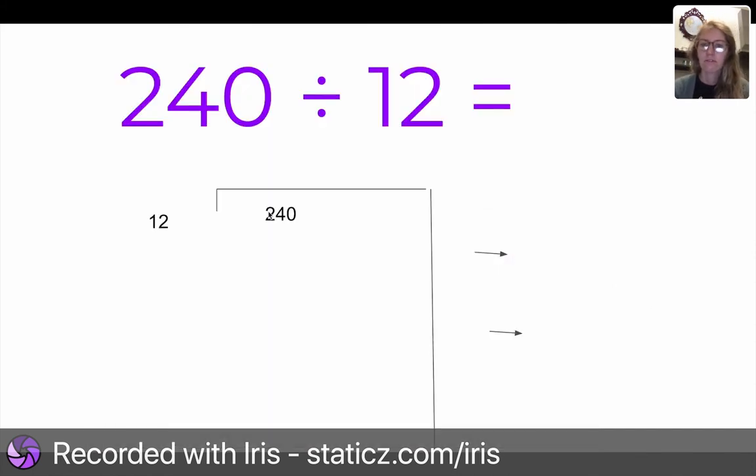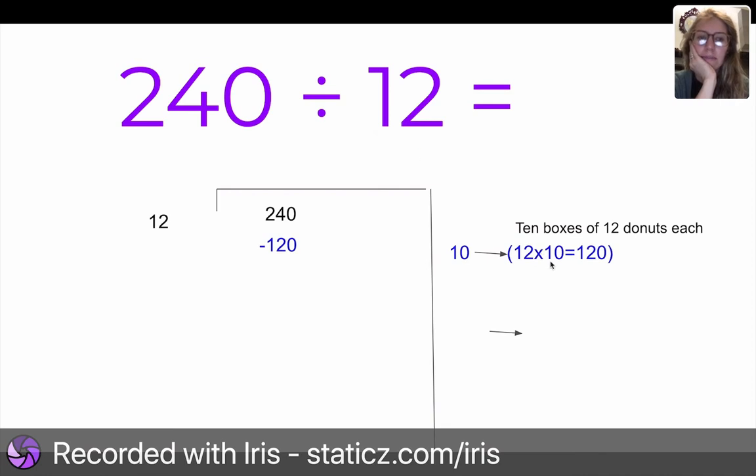We have 240 divided by 12. And I'll start off with something easy. I'm going to think about 12 times 10. So that means 10 boxes of 12 donuts each. So if I buy those 10 boxes, I get 120 donuts. And I subtract here, and I find out I still need to buy 120 more donuts.